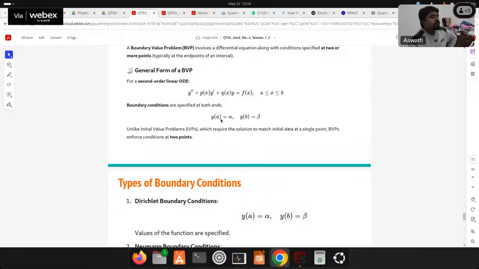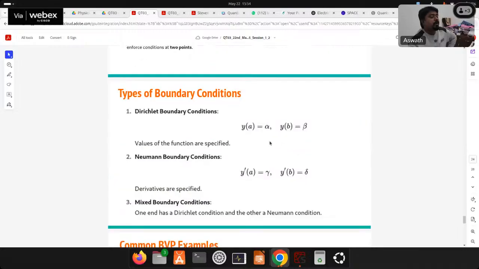There are two values. At that point, what is the value of the function? If I know them, I can integrate and then find the arbitrary constants also. Sometimes even the derivatives are given for initial values. What is the derivative?